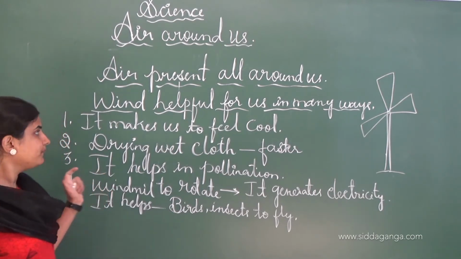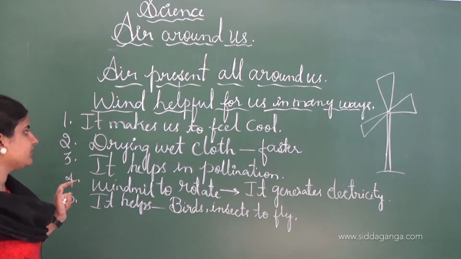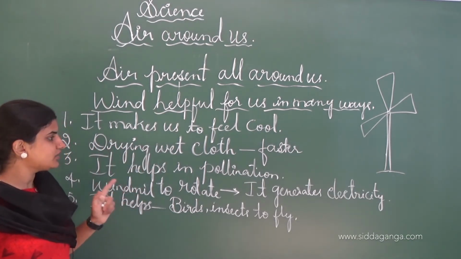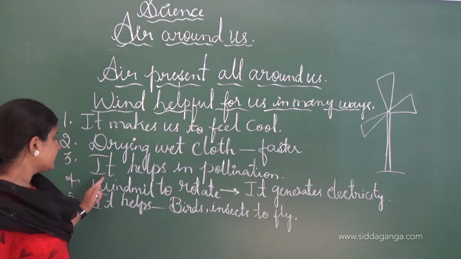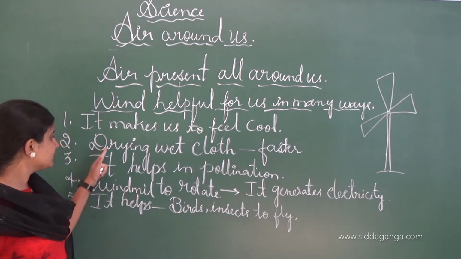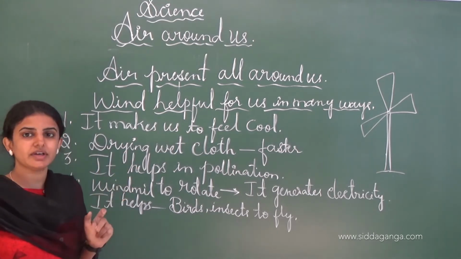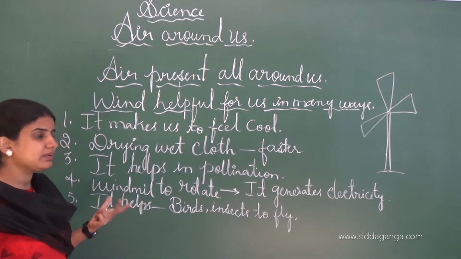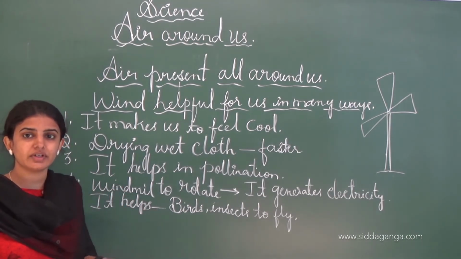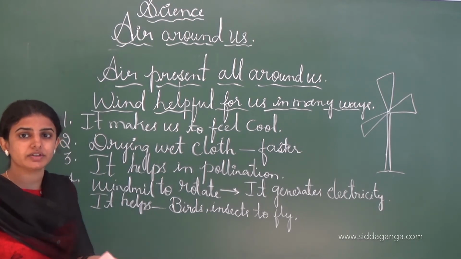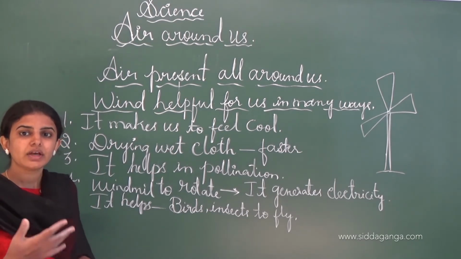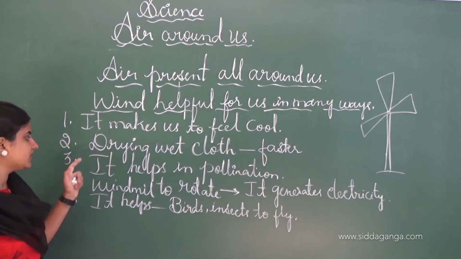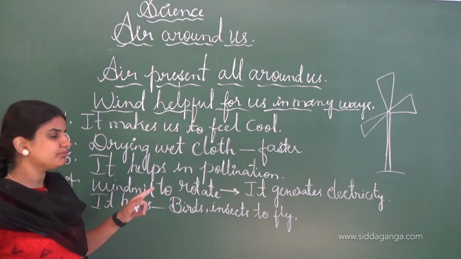See, once again I will tell you, wind is helpful for us in many ways, in which first one is it makes us feel cool. Second, drying the wet cloth at a faster rate, and it helps in pollination. In the second point, drying the wet cloth at a faster rate, usually in the winter season as well as the rainy season, the clothes are hung outside, so that the wind comes in contact with the cloth, and it dries up faster. It is one of the uses of the wind. And next one is it helps in pollination.